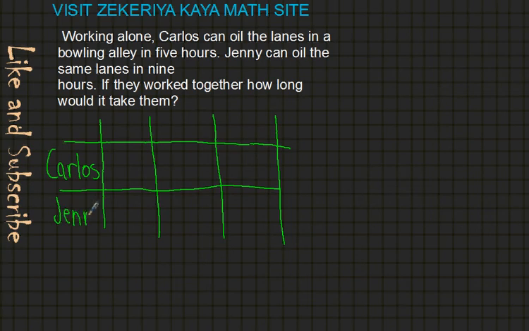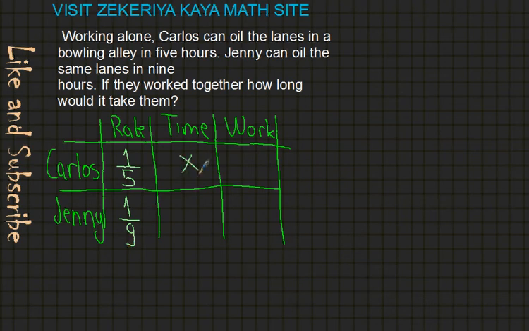Carlos and Jenny. First we must write their rate. Working together, both of them are given. How much time does it take if they work together? Carlos can do it in 5 hours, so his rate will be 1/5. Jenny can do that work in 9 hours, so her rate will be 1/9.